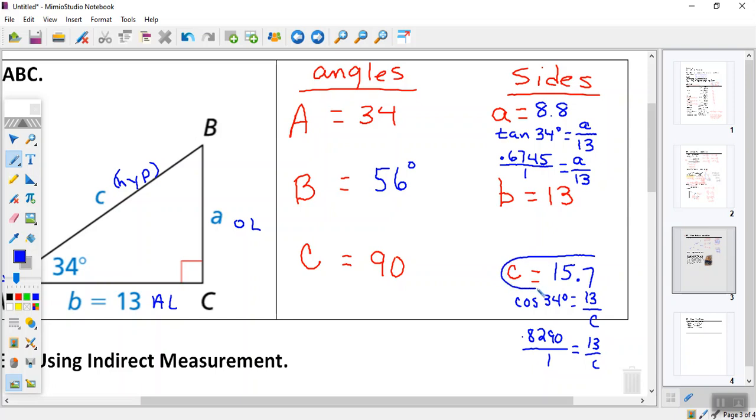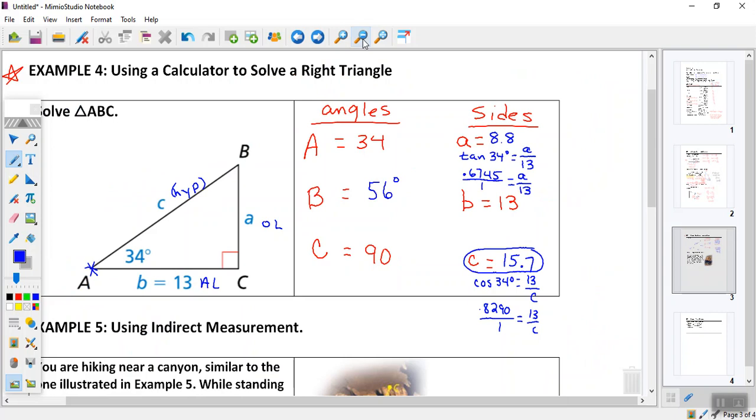Now another way to have done that would have been, guys, I know both the legs, so I could have done A squared plus B squared equals C squared. We knew both A and B at this point, didn't we? Okay, so we could have done that. All right. Guys, when they say solve a right triangle, how many angles do you have to have? And how many sides do you have to have?